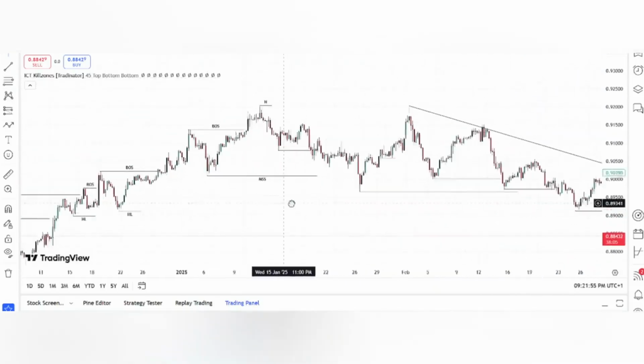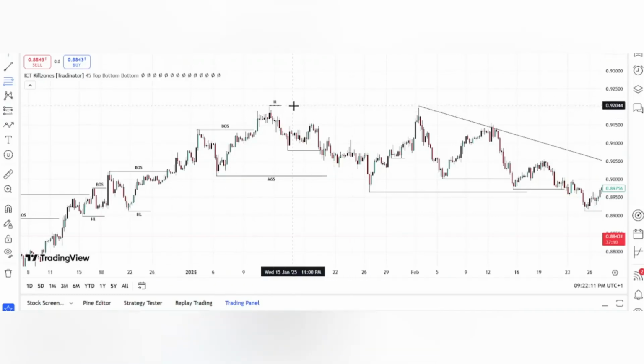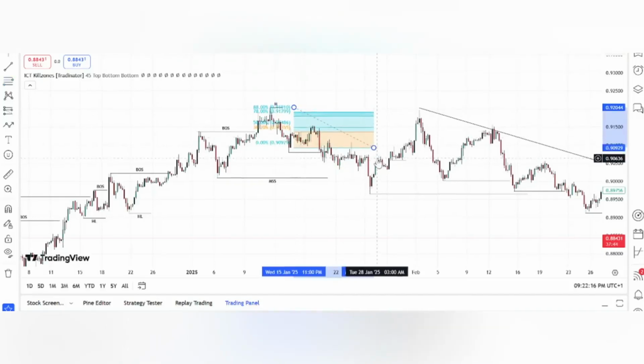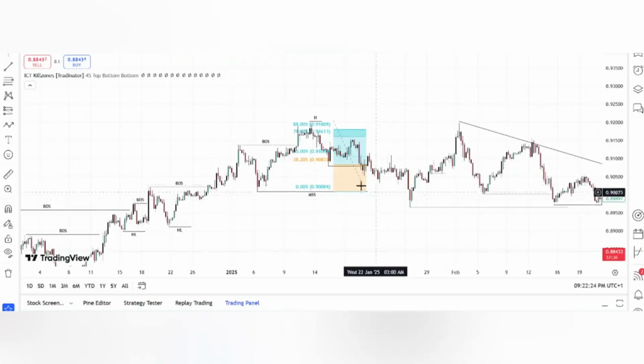So looking at this now, after getting the MSS, what will be our entry model? We can now use our Fib retracement tool. The Fib tool is a retracement tool. We use it to mark a range, and then we use it to check the premium zone and the discounted zone of price, so we can take advantage of it. So I'll put it at the high, and then I'll take it to this low. So what can you see? You can see that this is 50% of this range, this point.